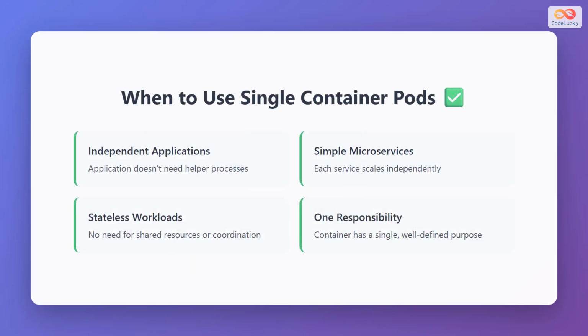Single container pods are ideal in several scenarios. First, when you have independent applications that don't require helper processes to function. Second, for simple microservices where each service needs to scale independently based on its own load. Third, for stateless workloads that don't need to share resources or coordinate with other containers. And finally, when your container has one clear responsibility and doesn't benefit from additional supporting containers. This is the default choice for most Kubernetes deployments.